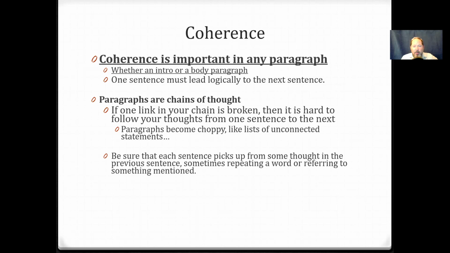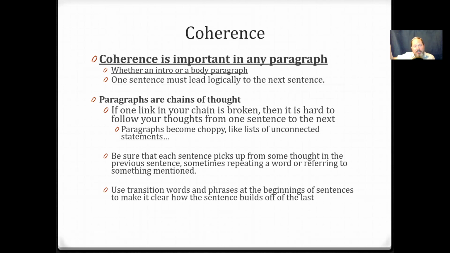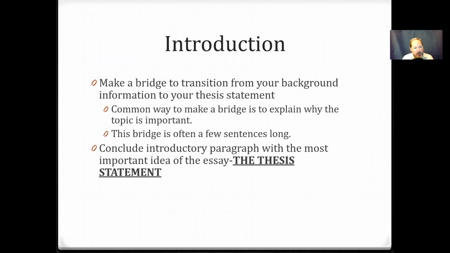Maybe you are repeating a word that you mentioned in the last sentence, or you're referring to something that you mentioned in the last sentence somehow. Sometimes you use transition words like however, therefore, in the same way. There are whole lists of transition words and phrases that you can put at the beginning of sentences to make it clear how that sentence builds off of the last sentence. You need to use these sparingly, though. You don't want every sentence to start with one of those transition words or phrases, because then that gets repetitive and hard to read also.